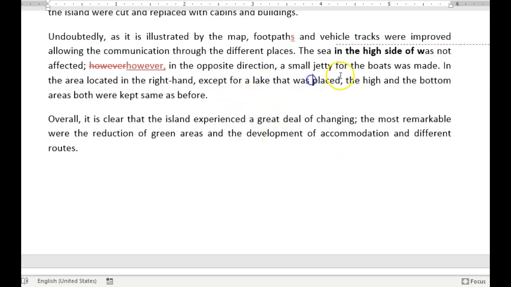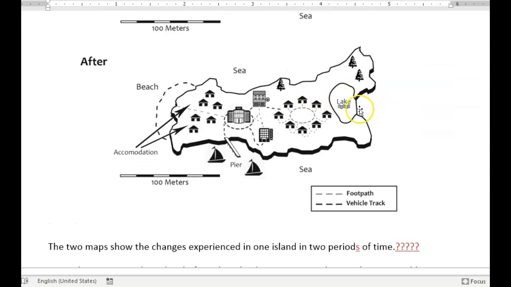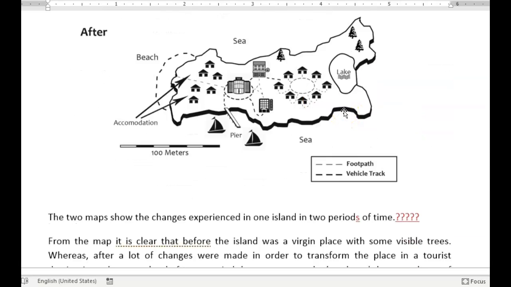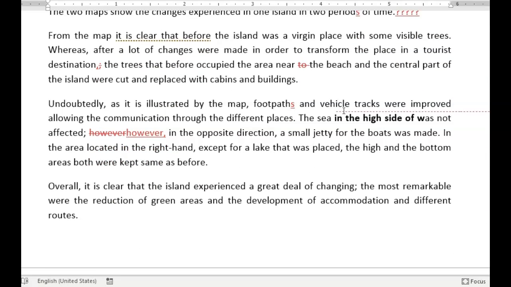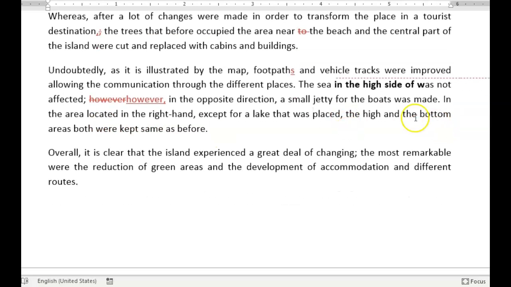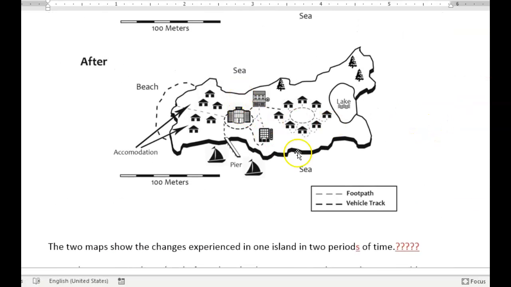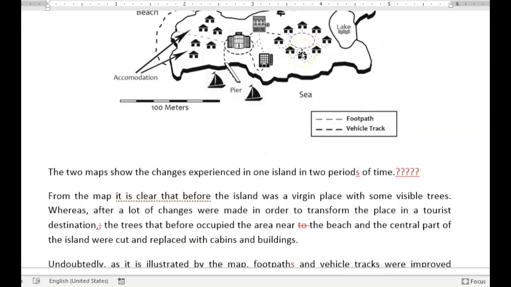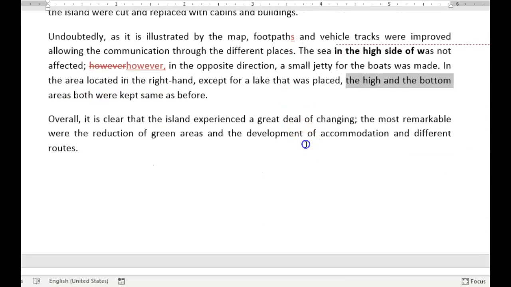A lake that was placed. A lake was not placed. You can say a lake was developed or dug, D-U-G, which comes from the verb dig. The high and bottom areas both were kept as before. You cannot say the high and bottom areas. You can say the north and northeastern areas were kept as before or were preserved as before.